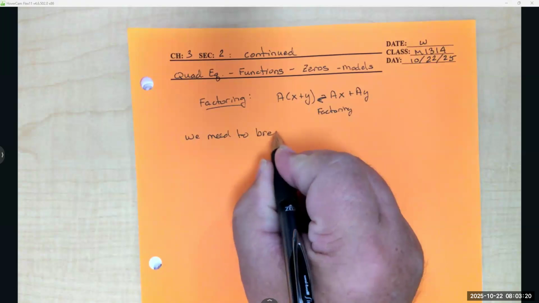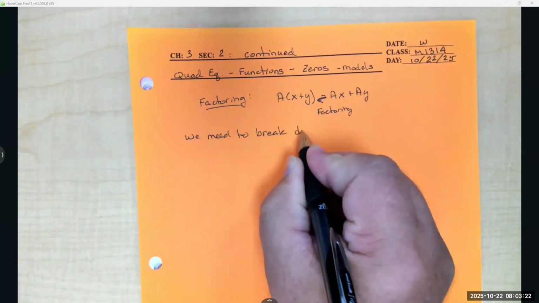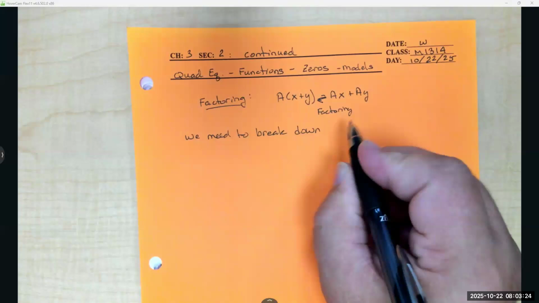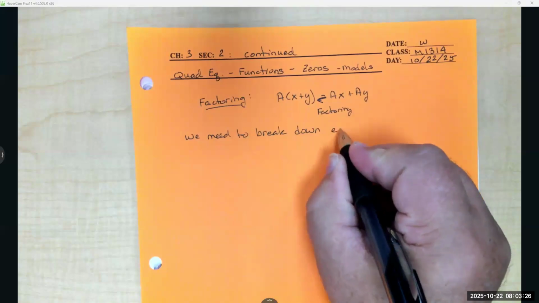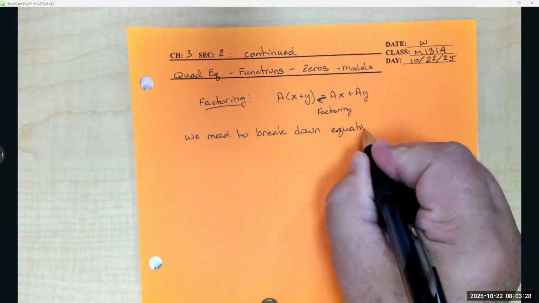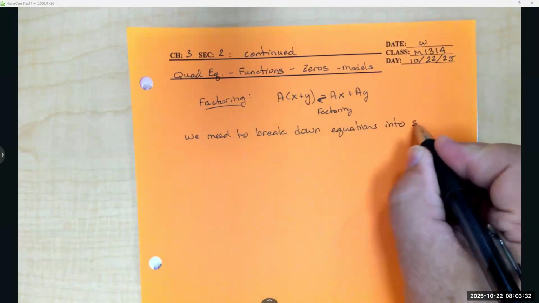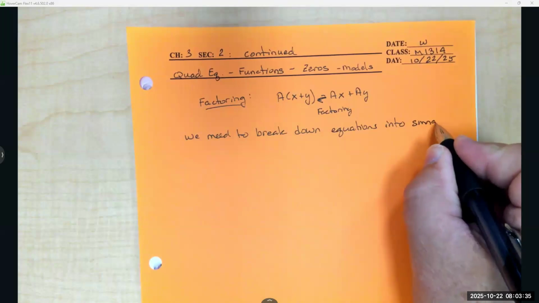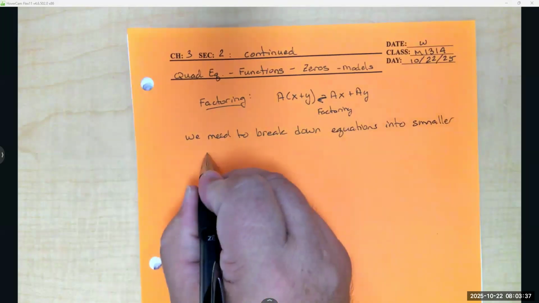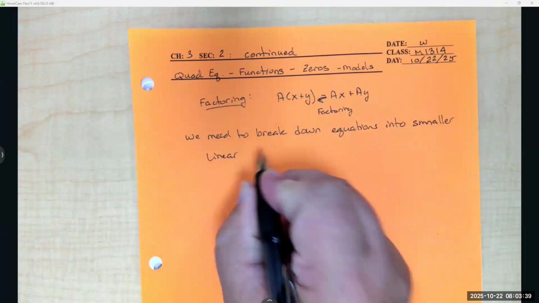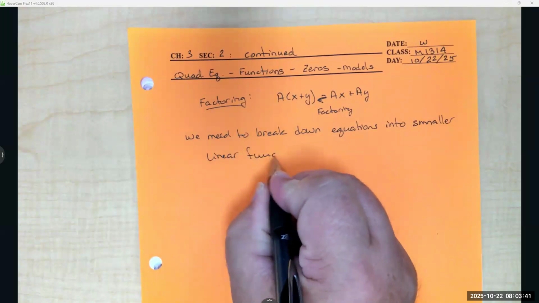We need to break down equations into smaller linear functions.